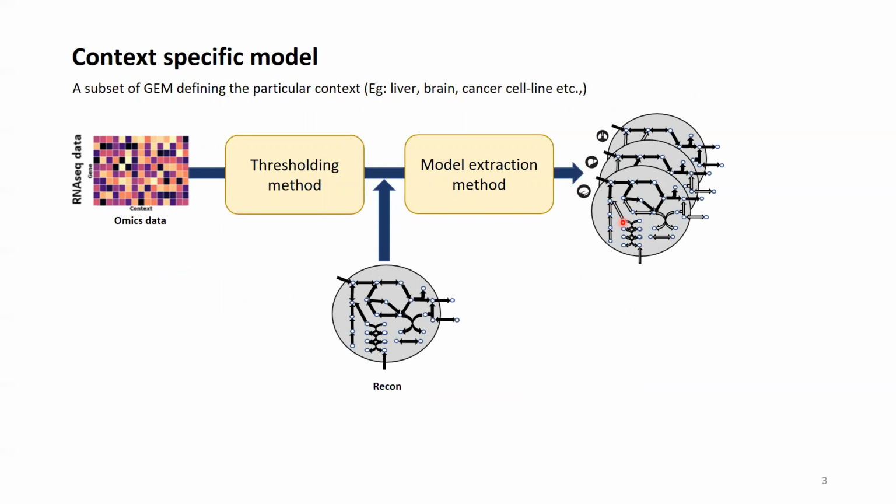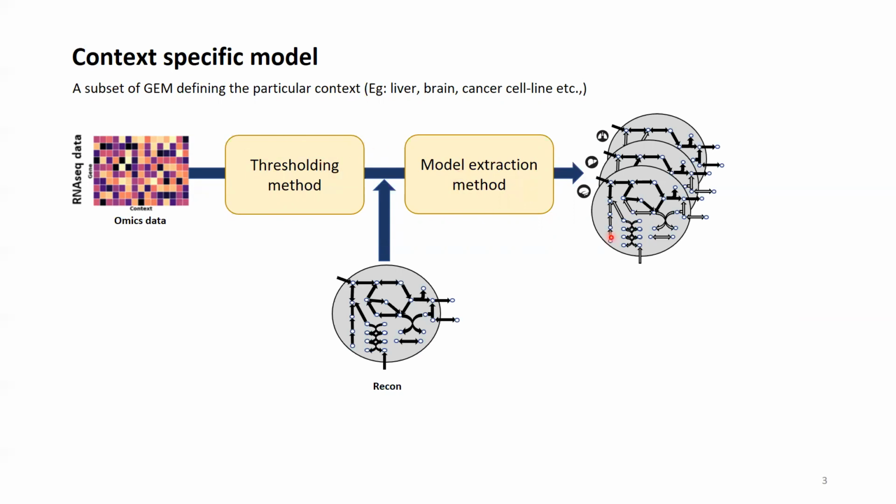Traditionally, to build a context-specific model, we use transcriptomics data and pass it through a thresholding method and map it to the genome-scale model to extract a subset using a model extraction method. But a problem arises here. This thresholding method is completely arbitrary, and there are no specific guidelines on how to do it yet.